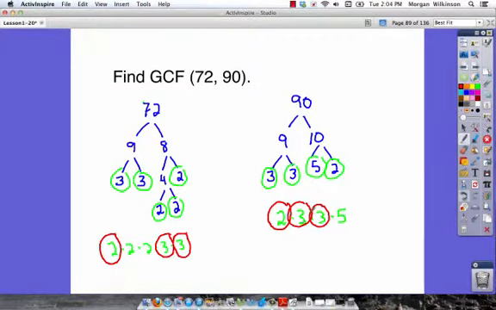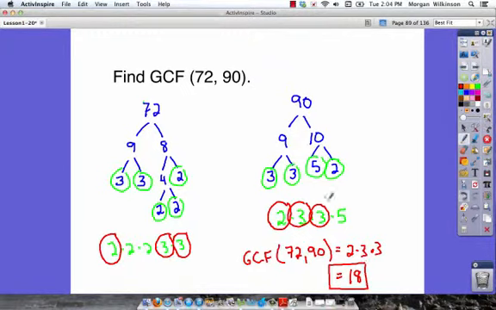So the last step, we're going to say the GCF of 72 and 90, we're working with big numbers here, is going to be equal to 2 times 3 times 3, because those are the prime numbers that they have in common. So we multiply those together. 2 times 3 is 6. 6 times 3 is 18. So our answer must be equal to 18. That's our greatest common factor of 72 and 90. This was a different method we used. It's really effective when we have big numbers.